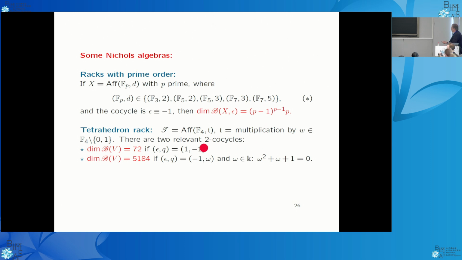In the case of the tetrahedron rack, which corresponds to the affine F4T, T is multiplication by W different from 0 and 1. Then there are two relevant cocycles. One of them gives dimension 72, and the other one gives dimension 5184.